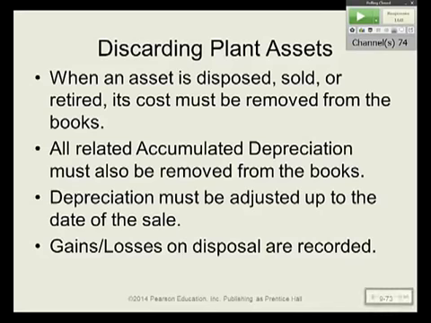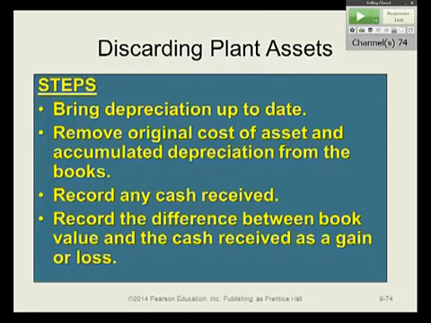Again, keep going back to what we had in the prior chapters. When you look at a multi-step or even a single-step income statement, other revenue and other expense would include items like gains and losses on the disposal of plant assets. Now, the steps I just outlined are, I think, very clear on this next slide. It's a good document to study.